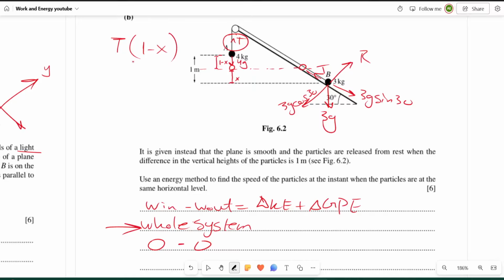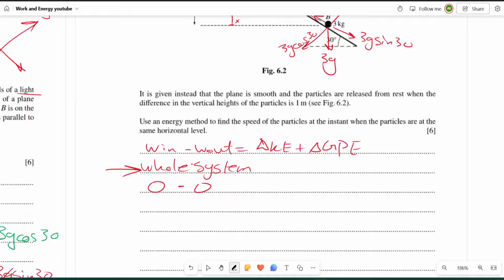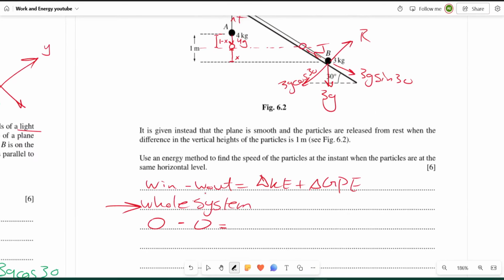It's going to make my equation a lot more complicated, right? Same thing for B here. B is going to have a work in, because this tension is going to act as a force that's giving energy to the system. So when we're taking the whole system, this is the beauty of it. It's just way easier. So 0 minus 0 equals the change in kinetic energy for both particles.